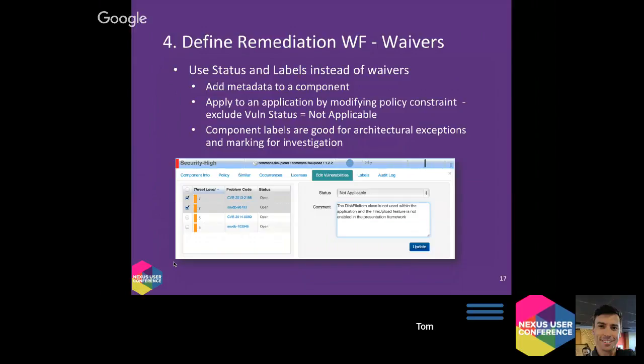Component labels are very good for creating architectural exceptions. So you can create blacklists. You can create and track components that you want to investigate further. You're not sure exactly how you want to handle the remediation, but you don't want to waive them. You don't want to lose them as you do scans in the future. You want them to pop up as findings, but you don't want to put them into the full remediation process at that particular time.